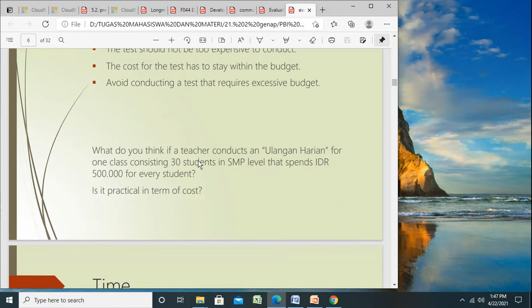What do you think if a teacher conducts an ulangan harian for one class consisting of 30 students at SMP level that spends 500,000 for every student? Is it practical in terms of cost? I think it's not. It's like that. So I mean that an evaluation or a test can be practical if there is no budget involved, or if there is a budget, it's just a minimum budget, I think.